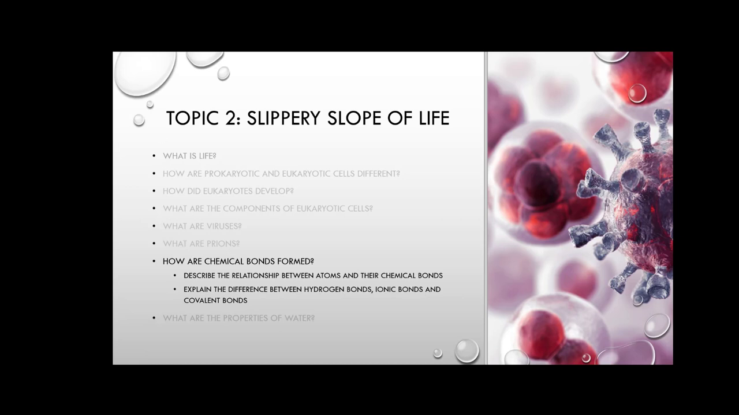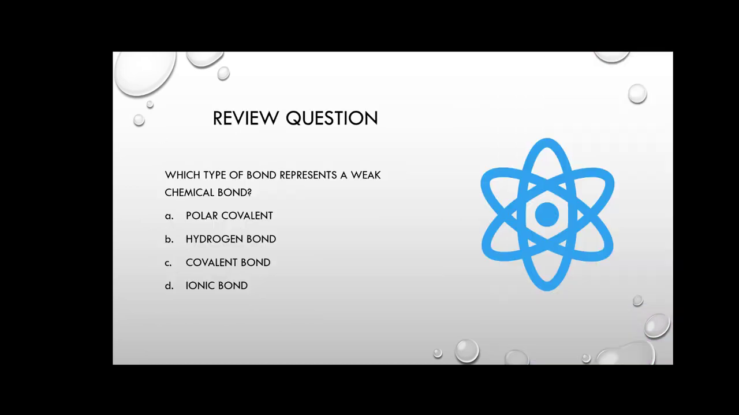All right, let's see if we can answer our review questions. Which type of bond represents a weak chemical bond? Hey, didn't I just talk about that? Is it A, polar covalent bond, B, a hydrogen bond, C, covalent bond, or D, an ionic bond? If you chose B, a hydrogen bond, remember, hydrogen bonds are just weak attraction bonds to nearby molecules.